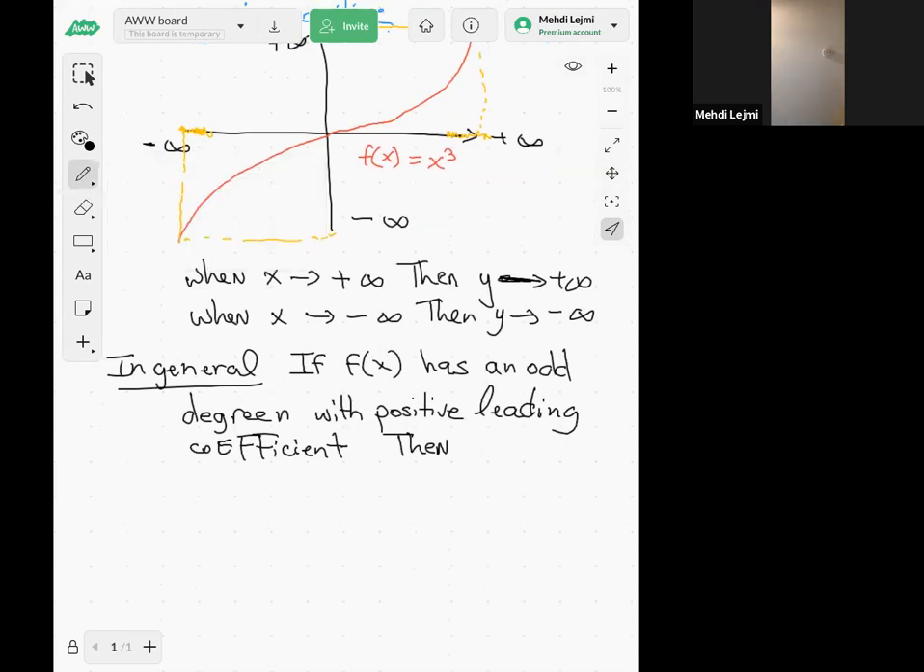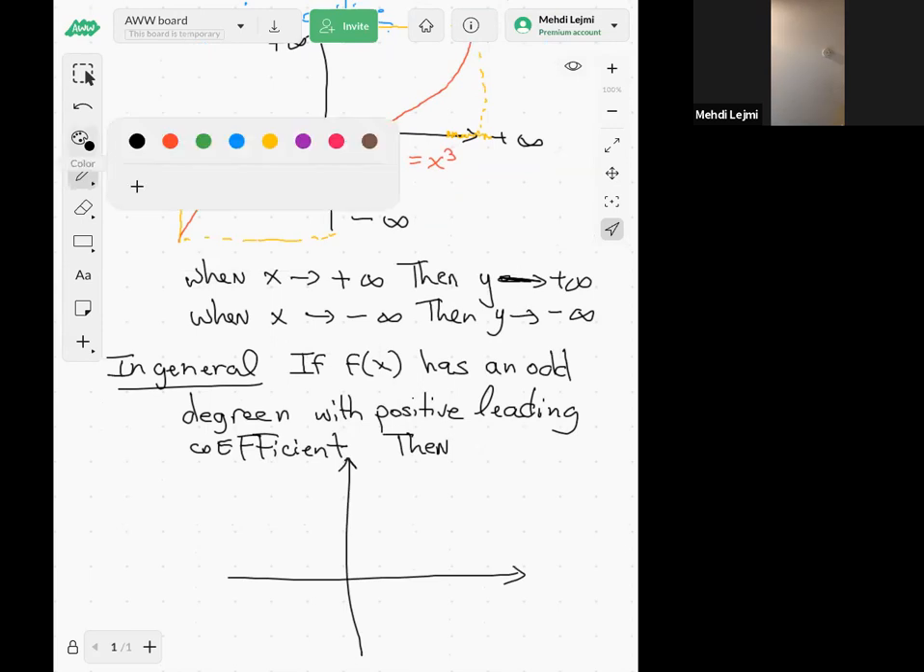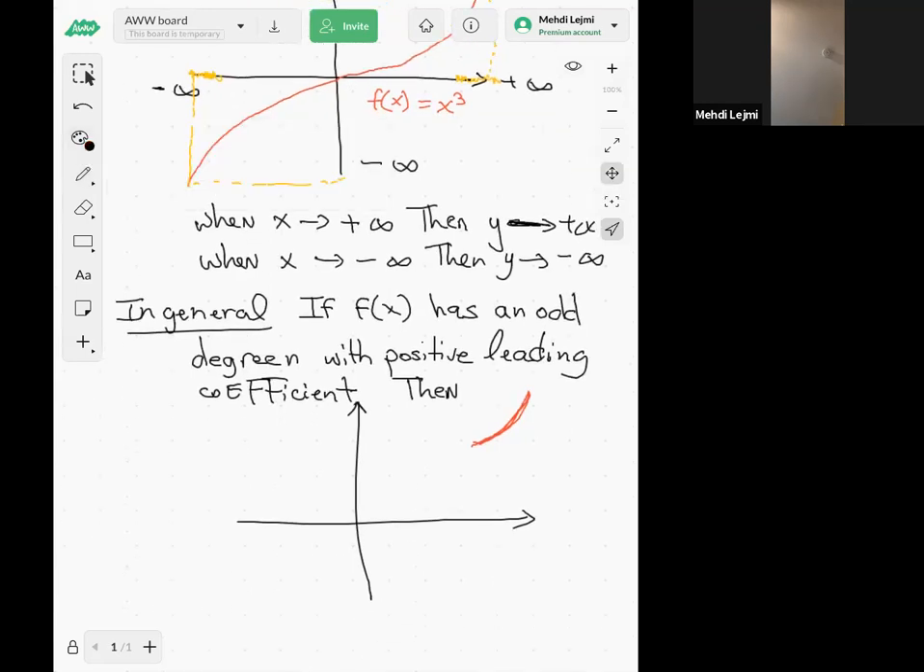So the graph of f of x: when x goes to positive infinity, y is going to go to positive infinity, right? And when x goes to negative infinity, then your y is going to go to negative infinity too. So here's my y.